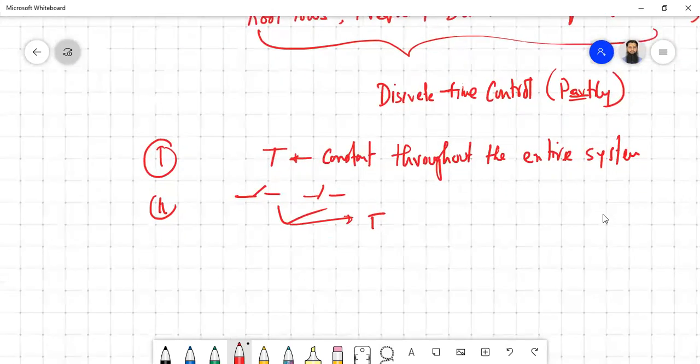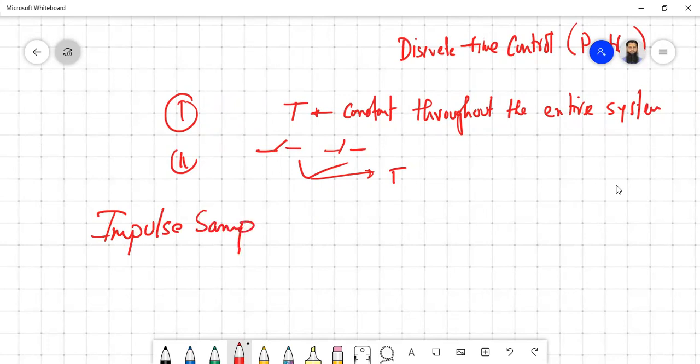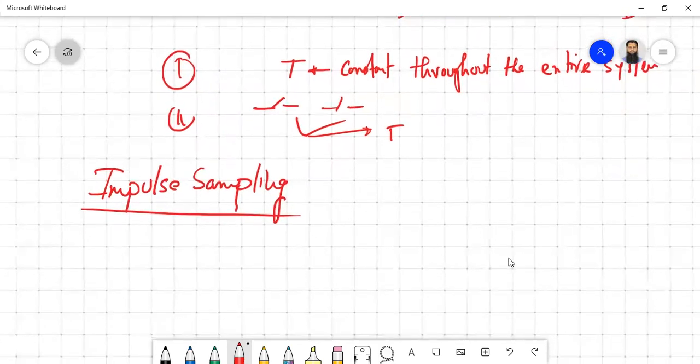Now let's dive into the actual topic, that is impulse sampling and data hold. The understanding of impulse sampling and the data hold will be useful in the analysis and design of digital control systems. So let's start with the impulse sampling. What does it mean? The impulse sampler, as the name suggests, is a fictitious sampler. It is not real. It is just a mathematical concept. The output of the sampler is considered to be a train of pulses.